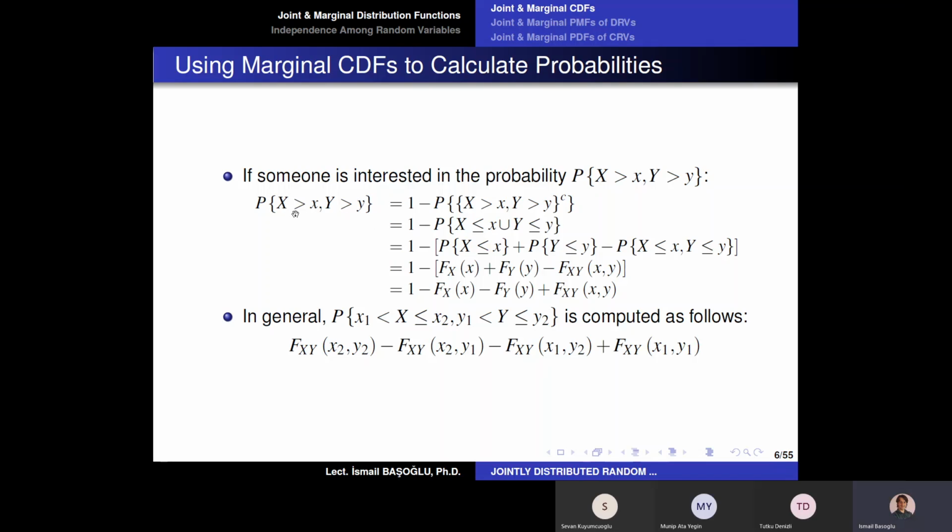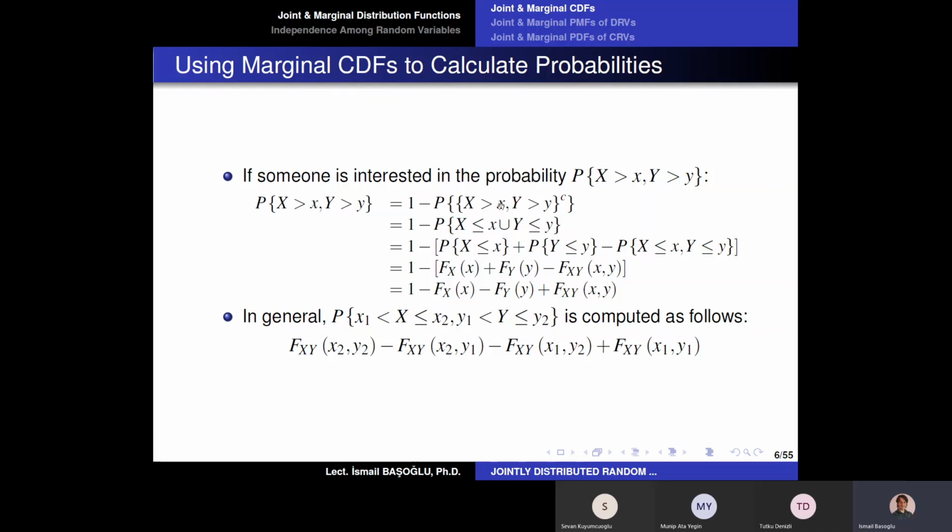Now, I am going to subtract the probability of the complement events from 1, right? So what is the complement of this event? So remember now, this event is what? X being greater than x and Y being greater than y. So we have an intersection here, right? In between these two events. And we are trying to determine the complement of an intersection.